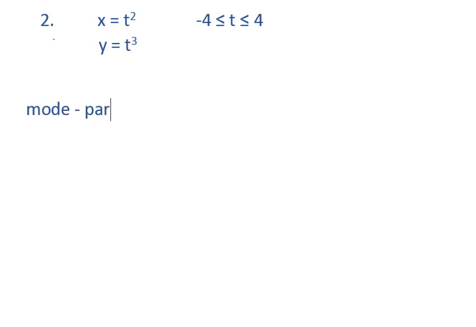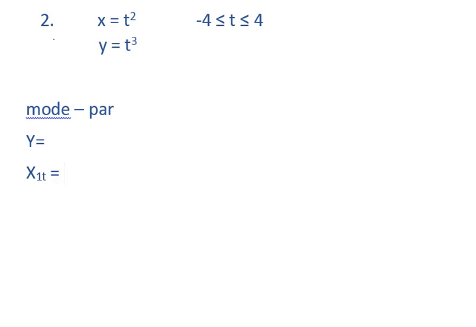Once you have done that, when you go to your y equals button, you should look a little different than normal. You'll have an x1t and a y1t and an x2t and a y2t. In the x subscript 1 t, I want you to type in the first equation, which is the t squared.